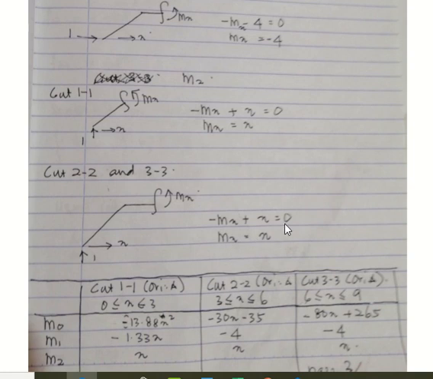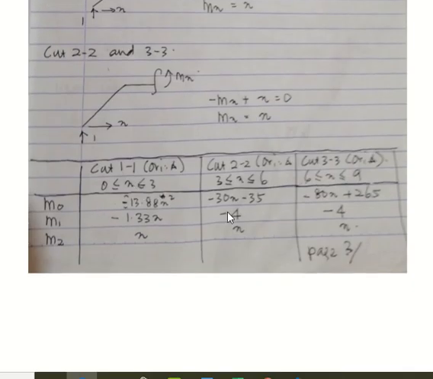After you have determined the bending moment equation for the primary structure, redundant structure number 1, and redundant structure number 2, for cutting number 1, and for cutting number 2 and number 3, then you tabulate all the bending moment equations in table form. Okay, M0, M1, M2, cutting number 1, cutting number 2, cutting number 3.